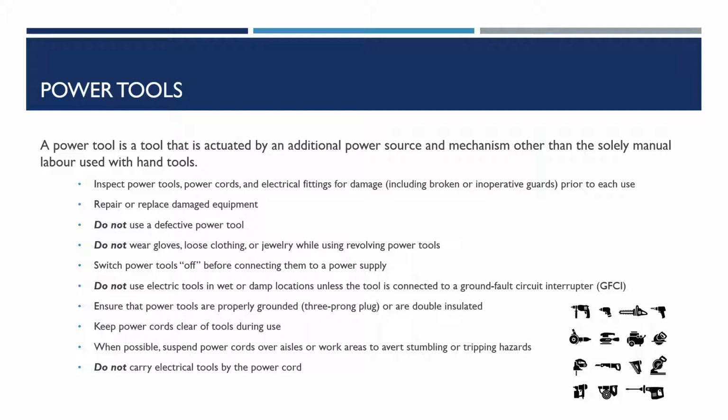Switch power tools off before connecting them to a power supply. Do not use electric tools in wet or damp locations unless the tool is connected to a ground fault circuit interrupter. Ensure that power tools are properly grounded or are double insulated. Keep power cords clear of tools during use. When possible, suspend power cords over aisles or work areas to avert stumbling or tripping hazards. And do not carry electrical tools by the power cord.